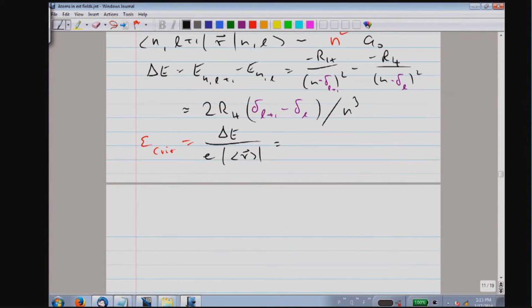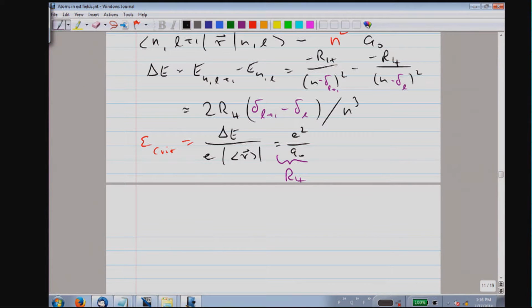Well, we had the Rydberg constant, or 2 times the Rydberg constant, is nothing else than e squared over a naught. The matrix element was 1 over a naught, and then we have the difference between quantum defects.